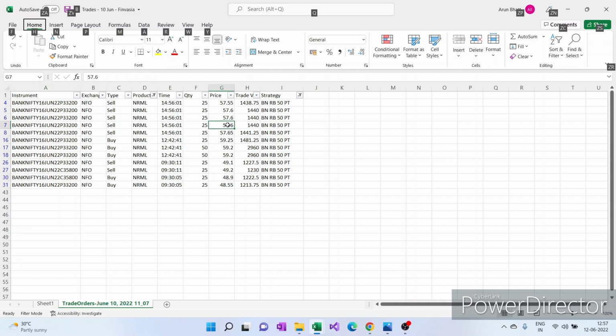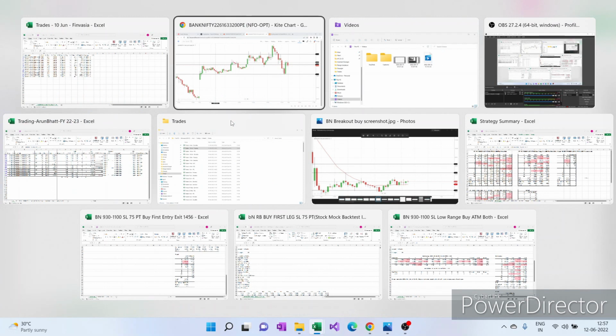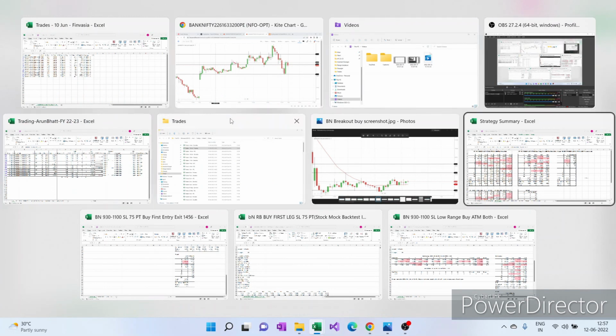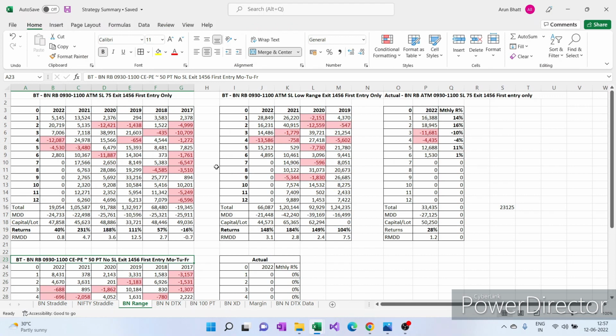So this is how this logic works, and now we'll talk about how this range breakout works, and why I have selected the 50 point strategy. On the top, let me show you what happens if we take the ATM option. I have different back testing here: one is with stop loss 75, and the other is with the stop loss as the low range.